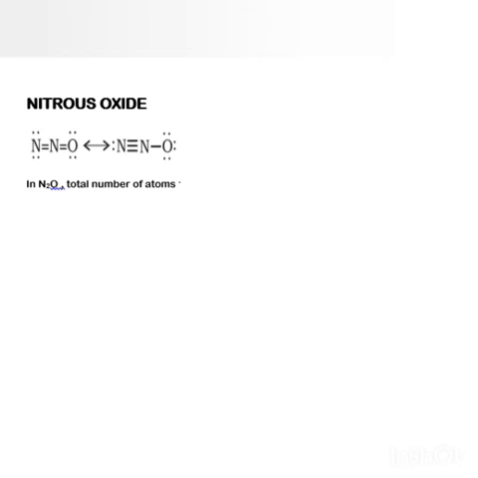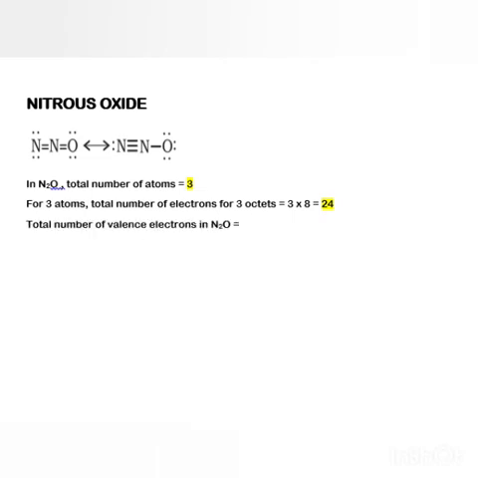Now in N2O, how many atoms are there? 3. For 3 atoms, total number of electrons for 3 octets is 24. 3 into 8, 24. Now, what is the total number of valence electrons here? We know nitrogen and oxygen are the only 2 atoms involved in oxides of nitrogen. We know valence electrons of nitrogen is 5, and valence electrons of oxygen is 6. So, total number of valence electrons in case of N2O becomes 10 plus 6, 16.